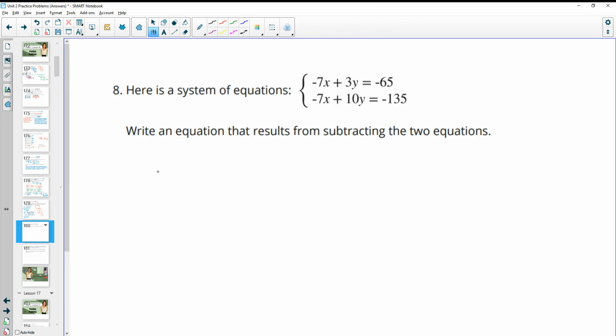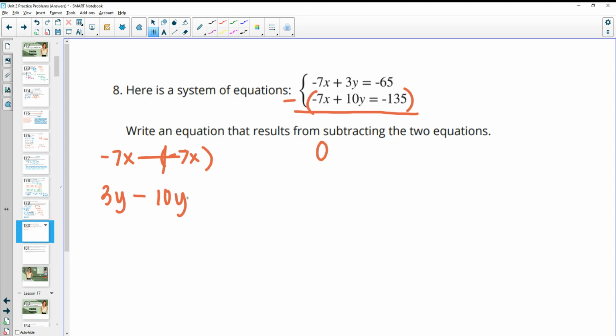Number 8, here's a system of equations. Write an equation that results from subtracting the two equations. Okay, so we're going to subtract these two equations. So negative 7x minus negative 7x, which really turns into a plus, is going to be 0. Okay, so this x part is 0. Then we're going to have 3y minus 10y. And 3y minus 10y is negative 7y.